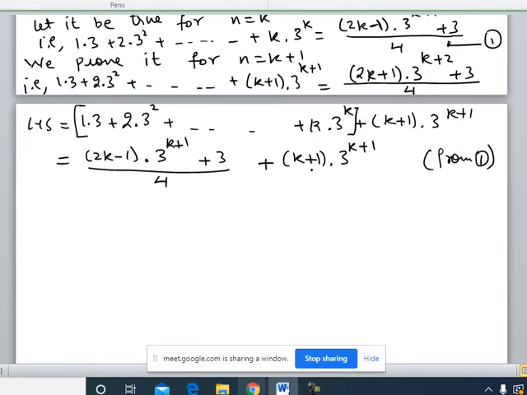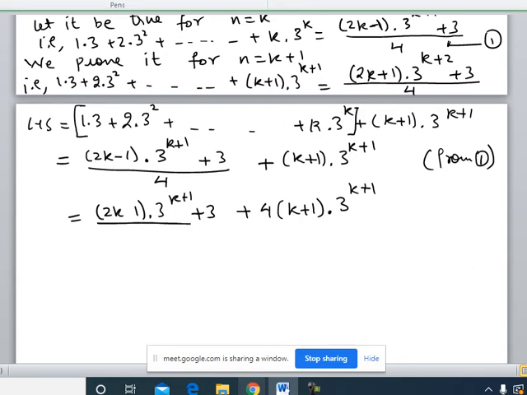So we multiply 4 with this term. This part we will write as it is, plus 3 here, and this becomes 4 times k plus 1 into 3 with the exponent k plus 1, and the entire expression divided by 4. Now you have scope for simplification. Look at the first part and the last part. They both have got 3 to the power k plus 1 common.